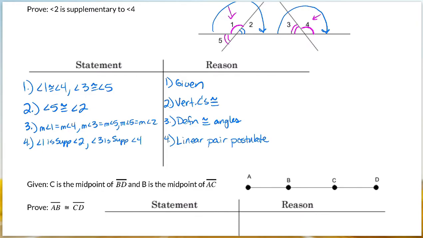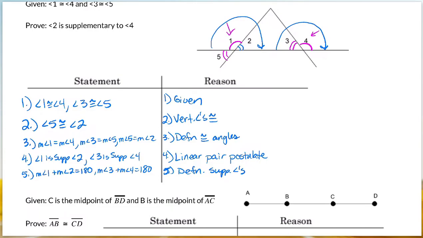Since they're supplementary, we could write an equation with them saying the measure of angle 1 plus the measure of angle 2 equals 180. And we can also write the equation measure of 3 plus measure of 4 equals 180. This would be by the definition of supplementary angles. So now I have some math and I have some angle pairs that are matching.